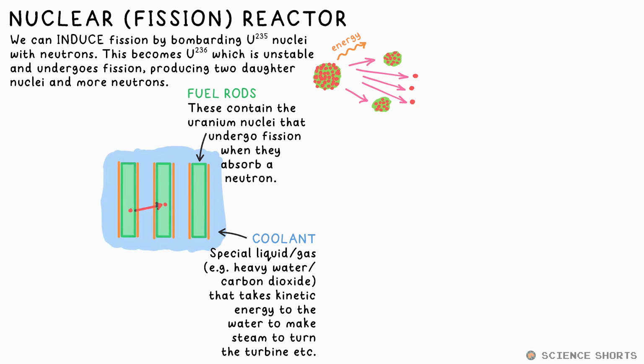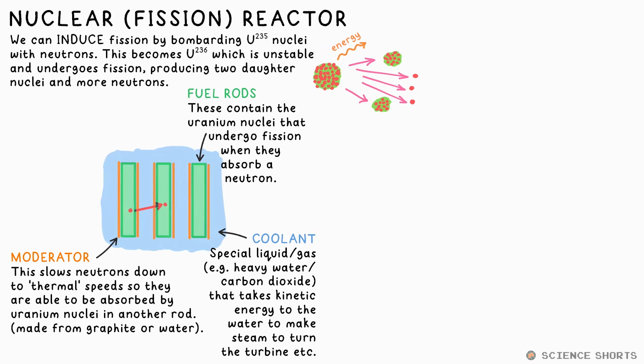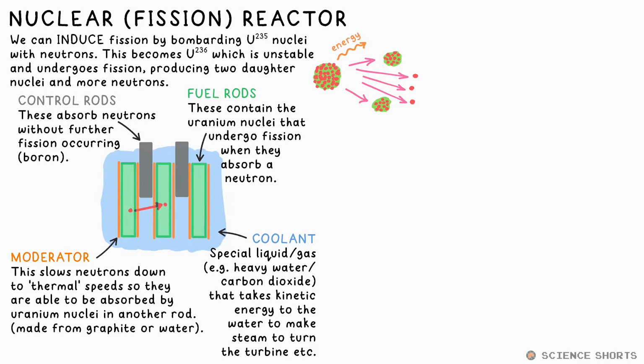The neutrons released from fission are actually traveling too fast to be absorbed by the uranium nuclei, so they must first be slowed down by a moderator, usually water or graphite, to what we say are thermal speeds. A reactor doesn't have an off switch though, so control rods are used to increase or decrease the rate of fission. Often made from boron, neutrons will be absorbed by them without causing further fission. They're lowered or raised between the fuel rods depending on the output needed.